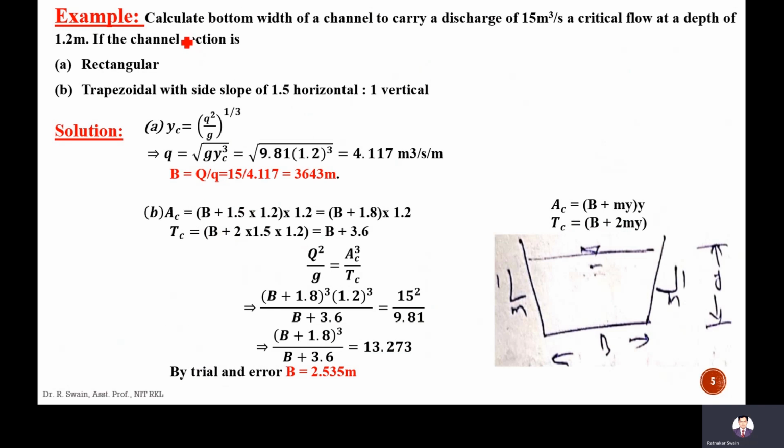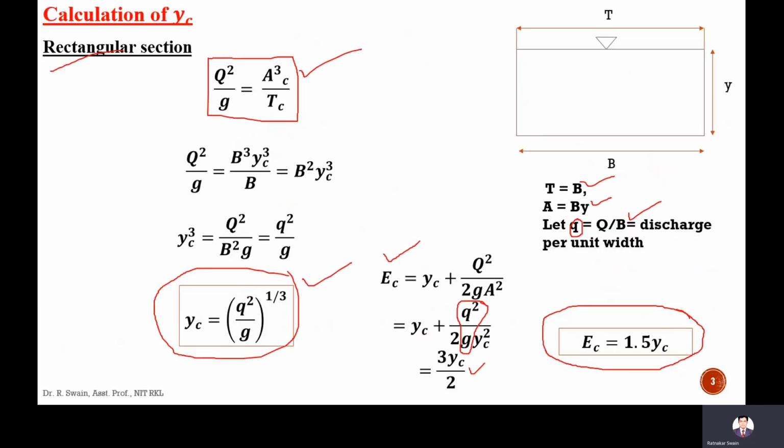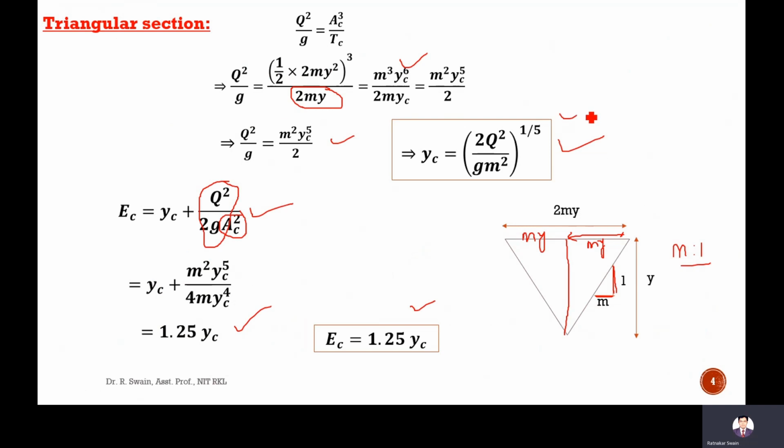Let's solve this example. Here it is saying that calculate the bottom width of a channel to carry a discharge of 15 meter cube per second as a critical flow at a depth of 1.2 meter. If the channel section is rectangular, trapezoidal with side slope of 1.5 horizontal to 1 vertical. So till now we discussed the rectangular section and triangular section. These formulas you can remember, but for the trapezoidal section it is difficult to remember everything.